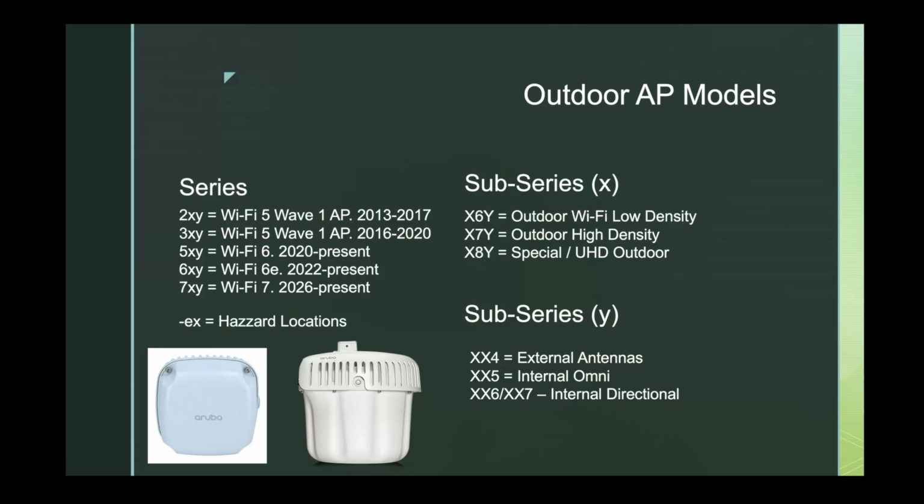Now, if I wanted that in the instant version, I would want an IAP 567. And if I wanted to put this in a hazardous location, I would need to get the -EX. The lower density models look like this, and the higher density models look like this.